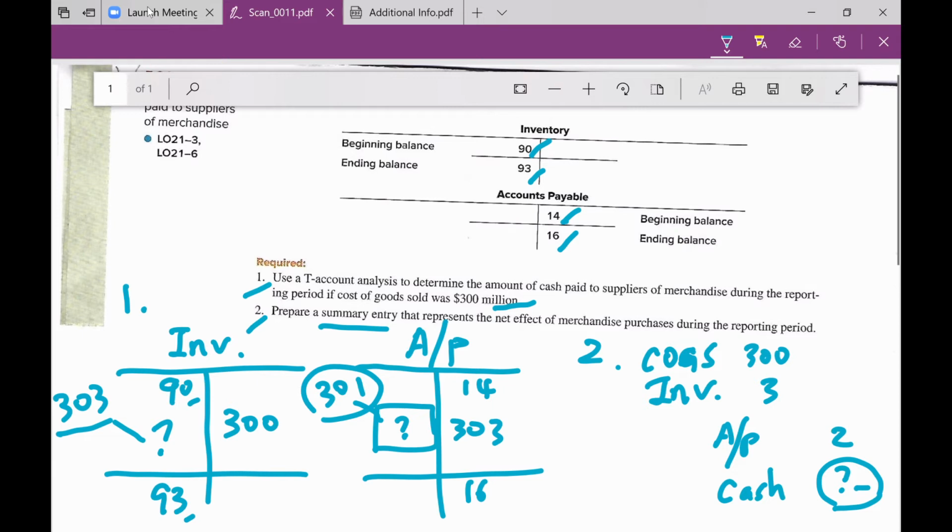That's why we have this debit 3, because inventory is assets, right? Asset increase, you go debit. Accounts payable is liability. Liability increase, you go credit. Okay, thank you. You're welcome.